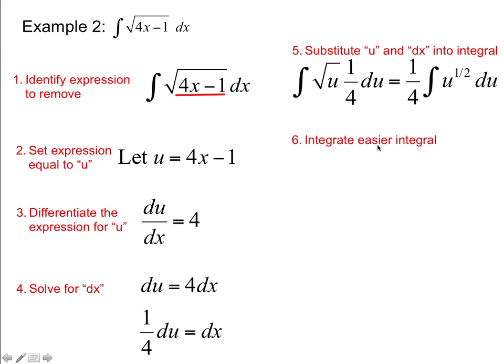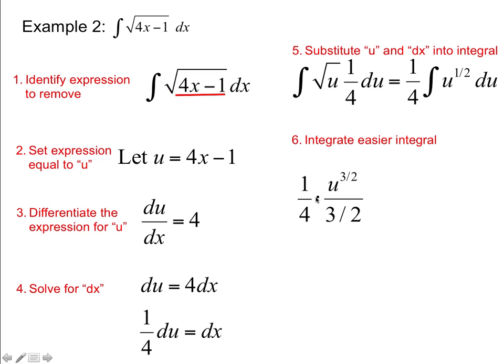So step 6, integrate the easier integral. This is definitely easier than that. So we're going to have our 1/4 times. Let's go ahead and use our power rule now. Bumping this up by 1, adding 1 to this is 3/2. And we're going to divide by 3/2. And we're going to write it just like that. Again, being the visual person that I am, I like to see this so that I can work out all of this stuff. Okay, so let's talk about what's happening out here with all these fractions.